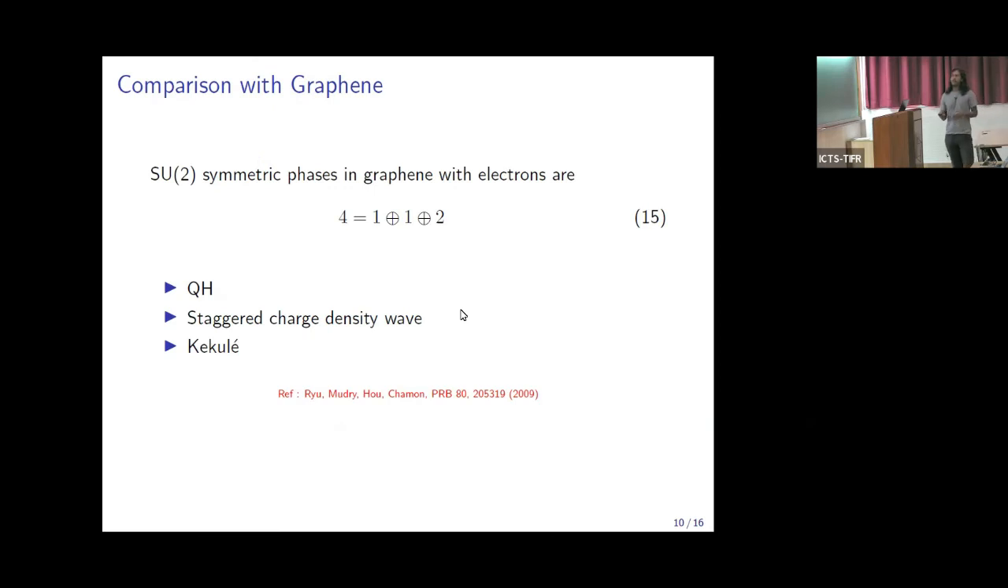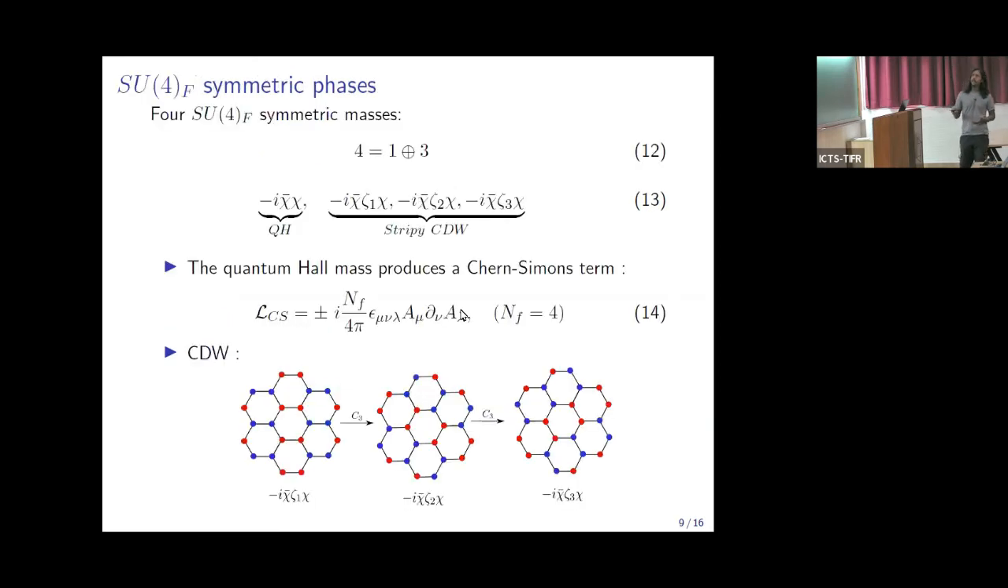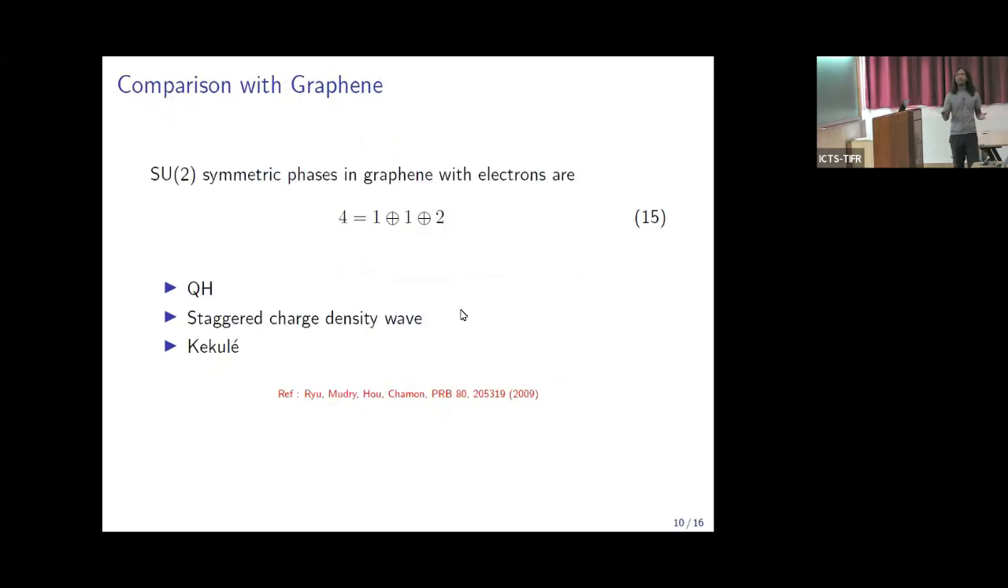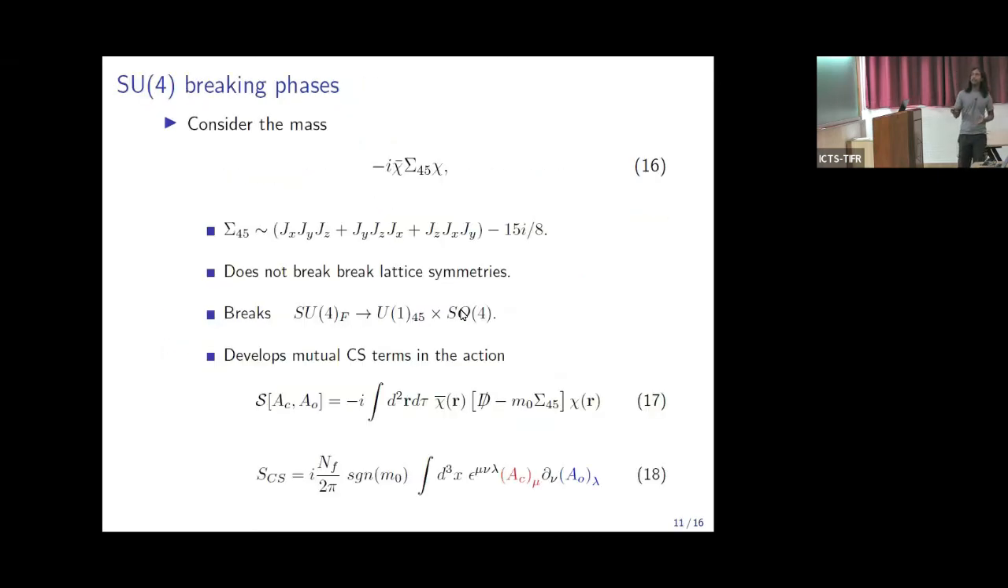So okay, so these were some SU4 invariant phases, but most of the phases break this microscopic SU4. One of the examples is this. So consider this mass, where sigma 4,5 is a generator of SU4. Now this mass doesn't break any lattice symmetries.